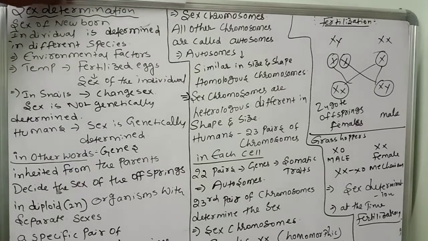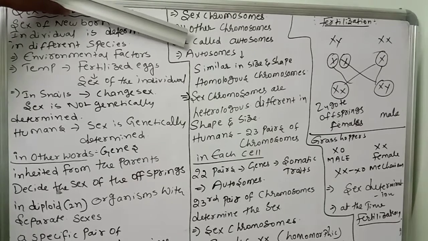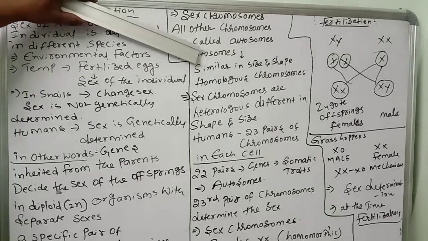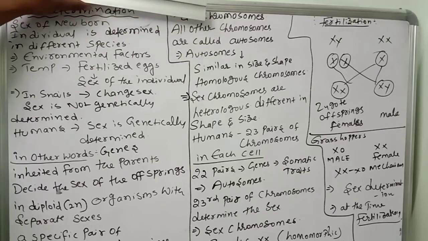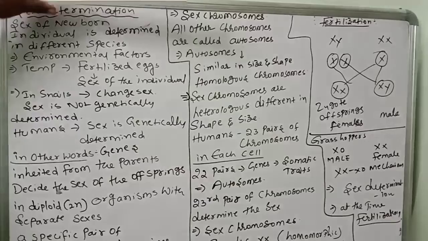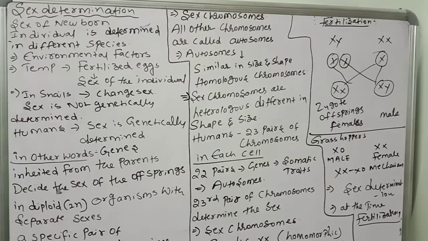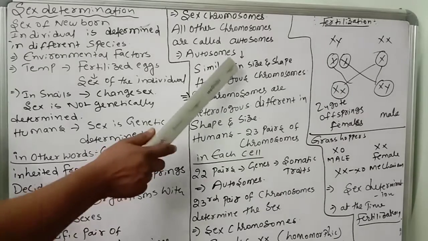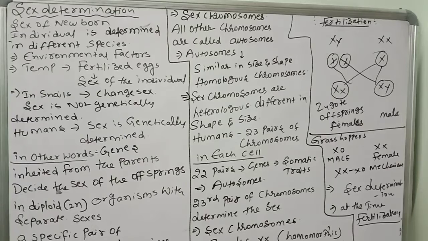Sex chromosomes; all other chromosomes are called autosomes. Autosomes are similar in size and shape, similar in structure. That is the reason these autosomes are called homologous chromosomes. Homo means similar, homologous chromosomes. So that is the first point to remember.